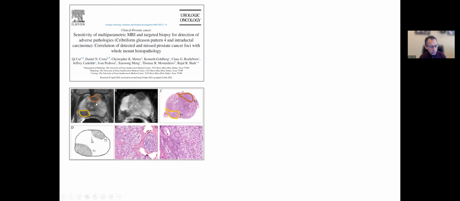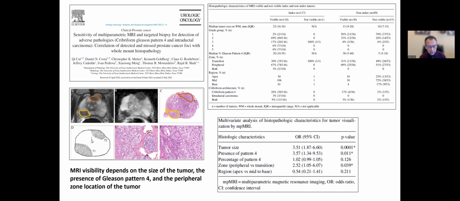We did a correlation of MRI with this whole mount prostate pathology, very accurately at every level we tried to correlate them, and we found some interesting observations. We saw that MRI visibility is pretty good at the overall lesion level, but cribriform morphologies were still missed by the targeted biopsies in a significant number of patients. Overall MRI visibility was dependent on the size of the tumor. Typically tumors of 1 centimeter or larger are more visible.